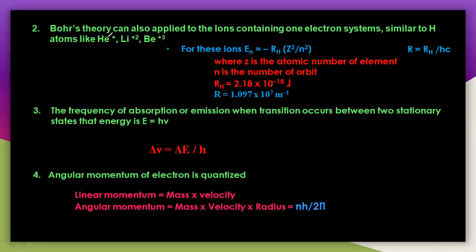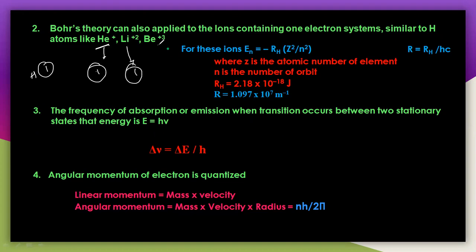So he told that the theory is completely applicable to only one-electron systems here. So here hydrogen, which is a one-electron system. If you take helium plus, again helium has two electrons, but helium plus has one electron. Lithium plus 2 also has one electron. Beryllium plus 3 also has one electron. So Bohr's theory is applicable only for the one-electron system here.